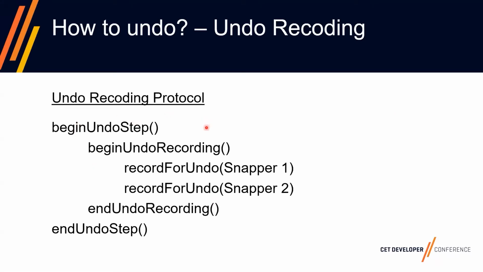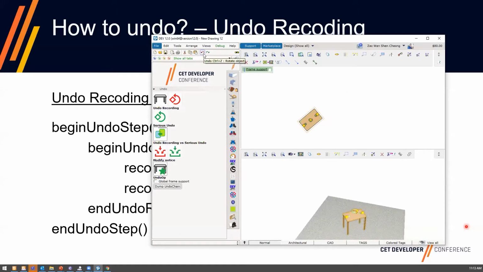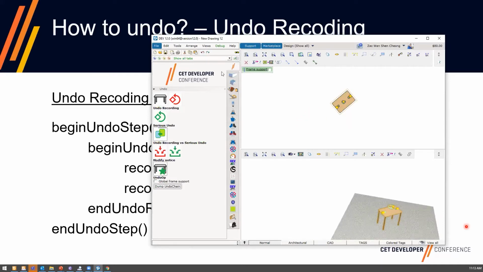So the standard protocol to do an undo is that you tell the world that you want to begin an undo step, you want to start a new step, and then you start recording, specifying the affected snappers that you want to include in the undo, and then you end the undo step. Whatever happens inside the undo step will be one undo click for the user. Whenever I mention one undo step, it means that when a user clicks undo, our undo step is being reversed, and this is like a step going to the next state. Right, let's see how it works and how to do that.